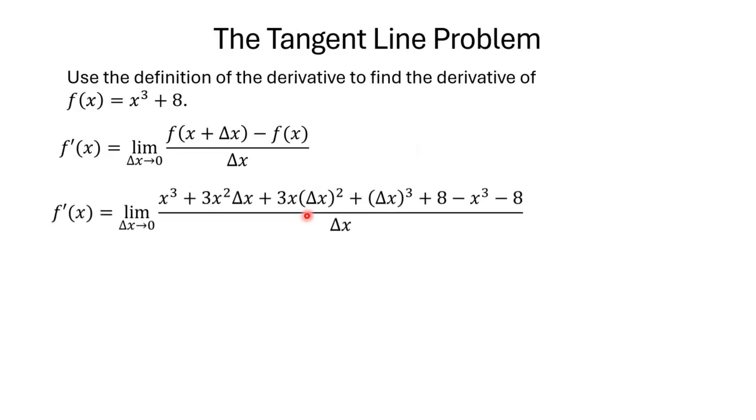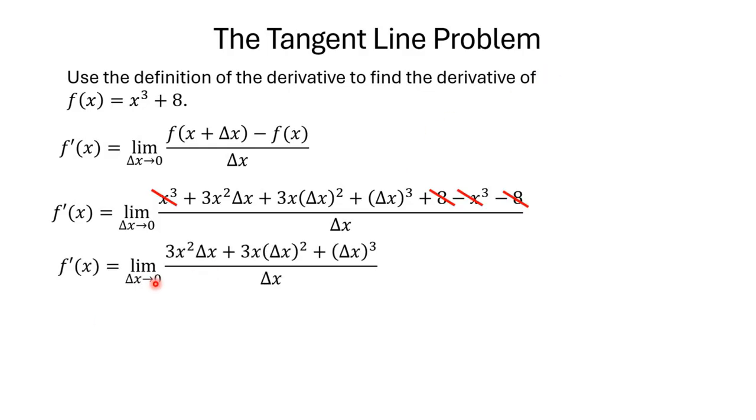It turns out that the x cubed and the negative x cubed are going to cancel, and the plus 8 and the minus 8 are going to cancel. And when I cancel those, I'm left with this derivative, the limit as delta x approaches 0 of 3x squared delta x plus 3x delta x squared plus delta x cubed, all divided by delta x. When I do direct substitution, on top I get 0, on the bottom I get 0. So directly substituting 0 for delta x gives me the indeterminate form.